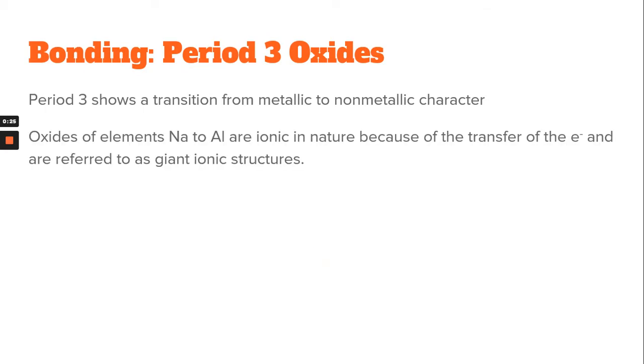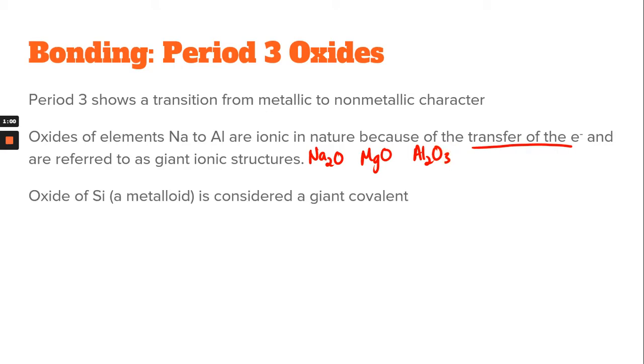So the oxides of elements sodium to aluminum, so sodium oxide, magnesium oxide, and aluminum oxide are all ionic in nature because you're transferring that electron. So the sodium, the magnesium, the aluminum are giving off the electrons to the oxygen. And so when we say oxides, we're just referring to sodium oxide, magnesium oxide, and then aluminum oxide, so that compound.